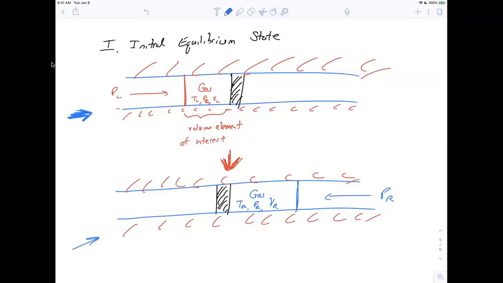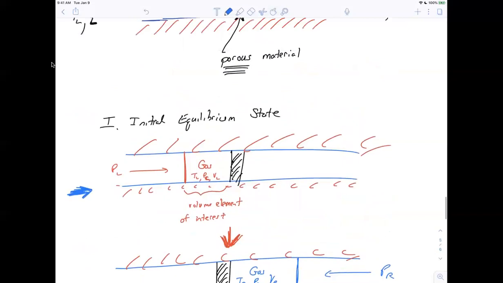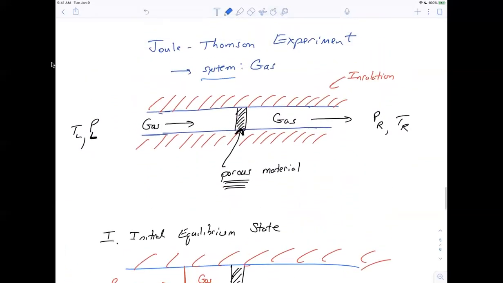And so let's just take the final few minutes of the course, if you have any questions or comments or misunderstanding about the experiment. Okay. So our system is the gas. I want everyone to keep that in mind. Our system is the gas.